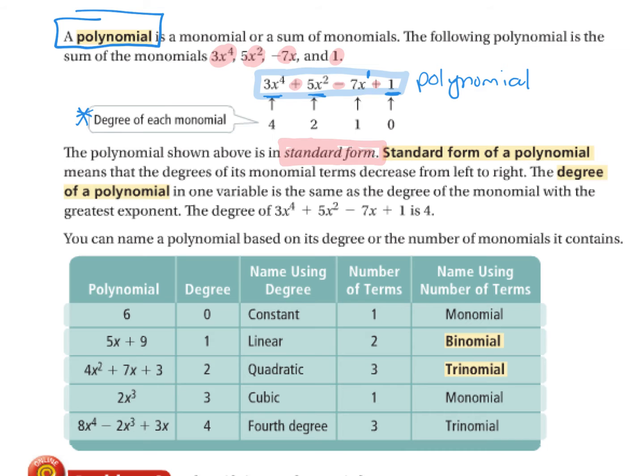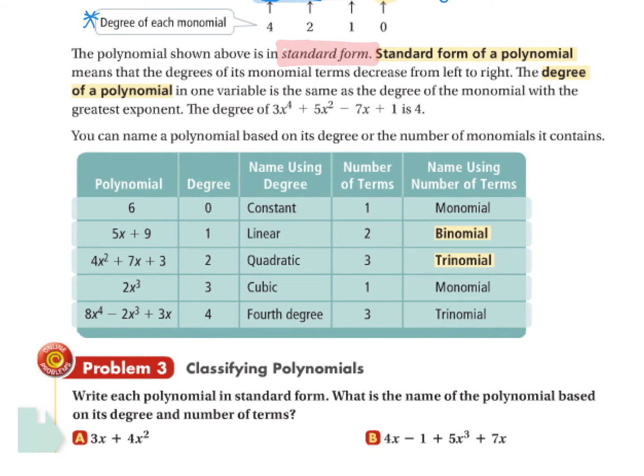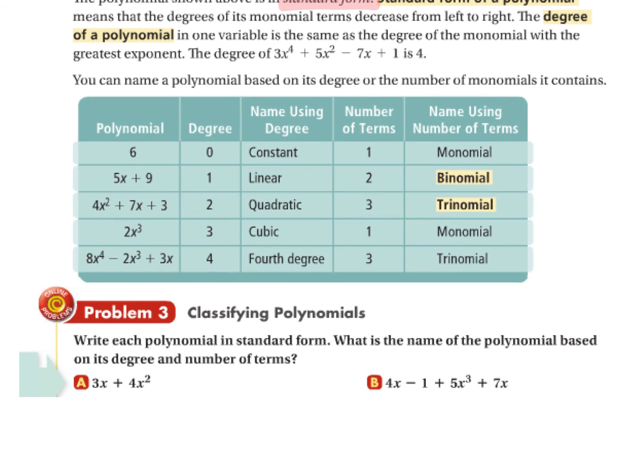All right, now the next thing that we're going to talk about is something called standard form. We always need to express every answer in what they call standard form, and that just means that you're arranging it from the highest exponent, 4, down to the lowest exponent, and we always end with just the plain number at the end, 1.